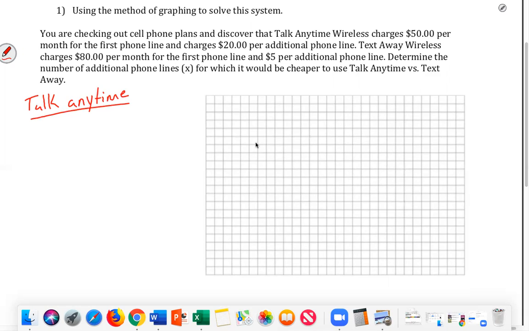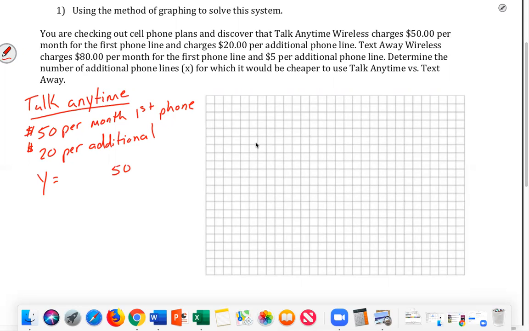So Talk Anytime. Okay, this says $50 per month for the first phone. So I'm just writing down my important information. And then it's $20 per additional. So I'm going to go ahead and write the equation here. It's going to be y equals, so the cost for this cell phone plan is going to be $50 as my base charge because I have to have one phone with them, and then it's going to be $20 times my additional phones, which is X.